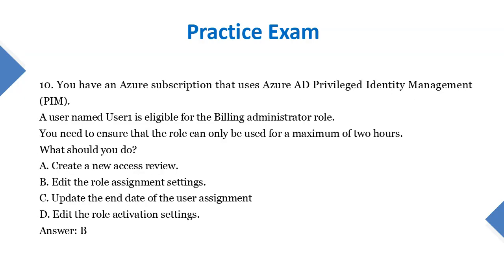10. You have an Azure subscription that uses Azure AD Privileged Identity Management, PIM. A user named User1 is eligible for the Billing Administrator role. You need to ensure that the role can only be used for a maximum of 2 hours. What should you do? A. Create a new access review. B. Edit the role assignment settings. C. Update the end date of the user assignment. D. Edit the role activation settings. Answer: B.